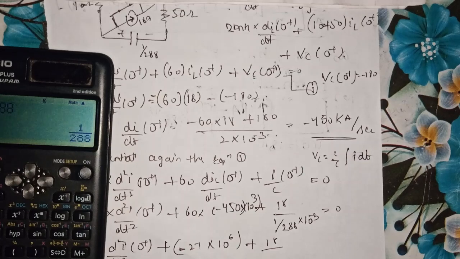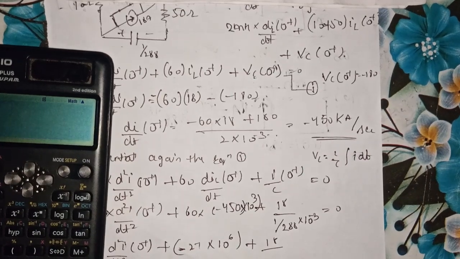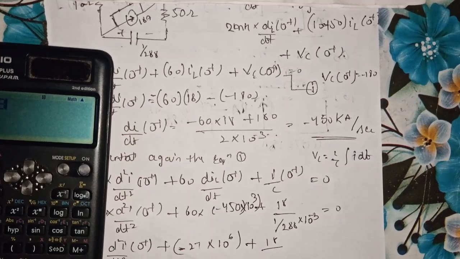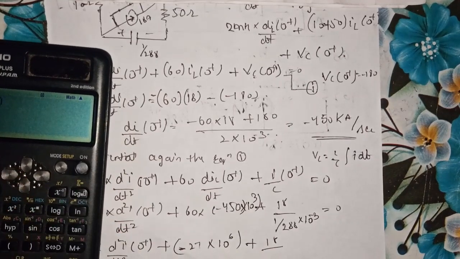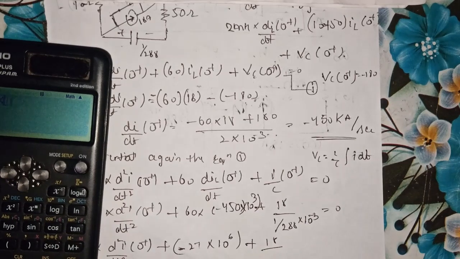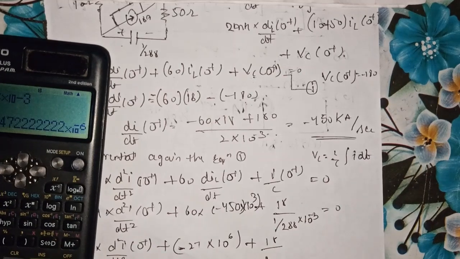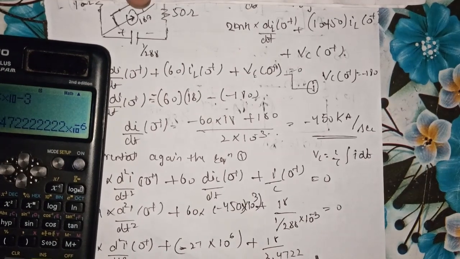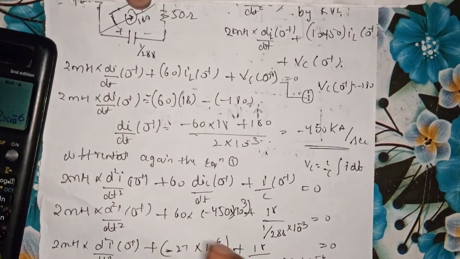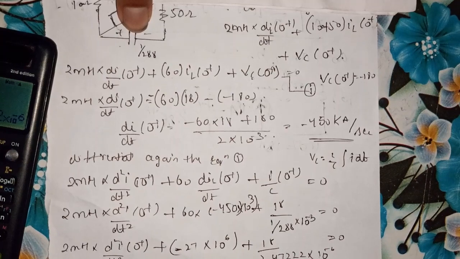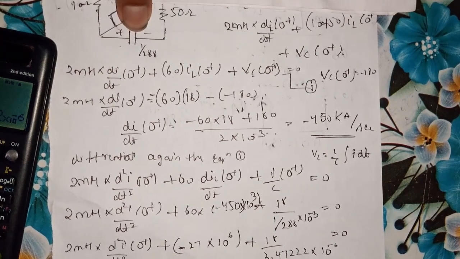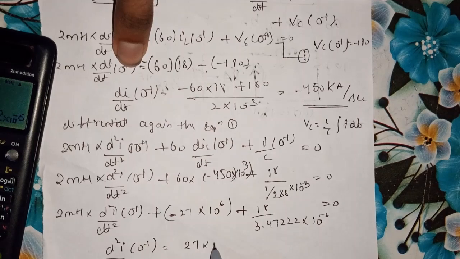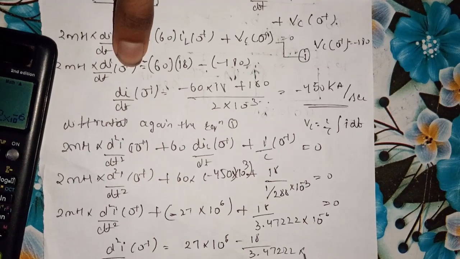That is 1 over 288, then this multiplied by 10 to minus 3, which will be 3.47222 into 10 raised to minus 6, equal to 0. On transferring this equation to the RHS, we get d square I by dt square at time t equal to 0 plus as 27 into 10 raised to 6 minus 18, divided by 3.47222 into 10 raised to minus 6, whole divided by 2 into 10 raised to minus 3.